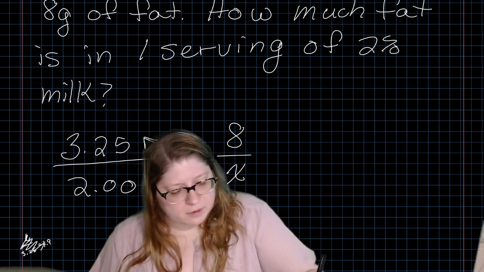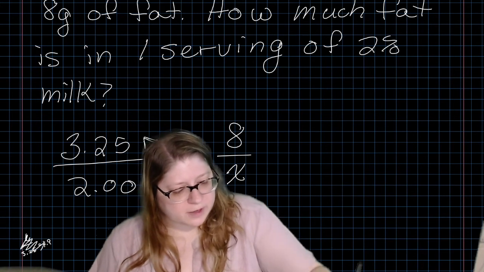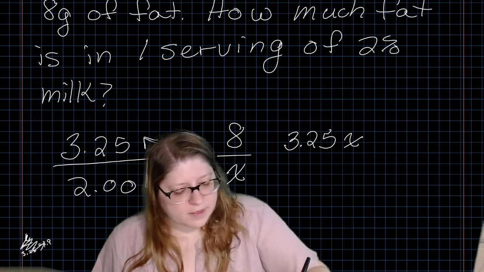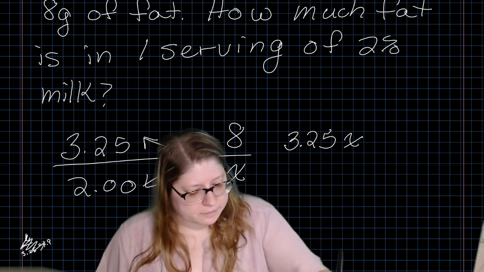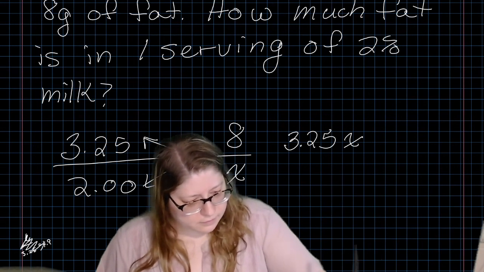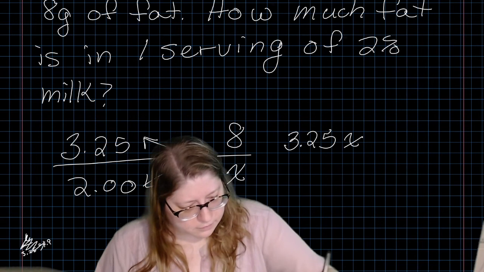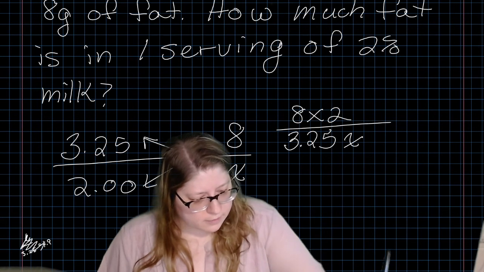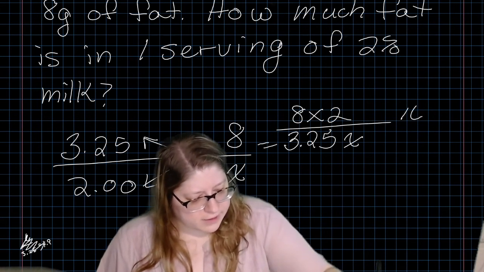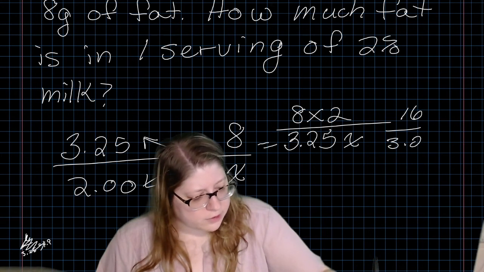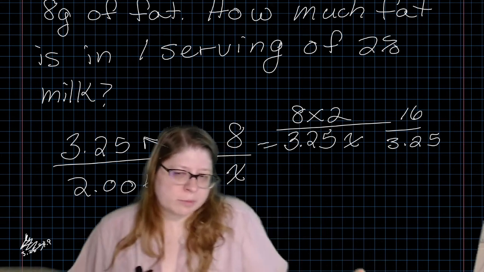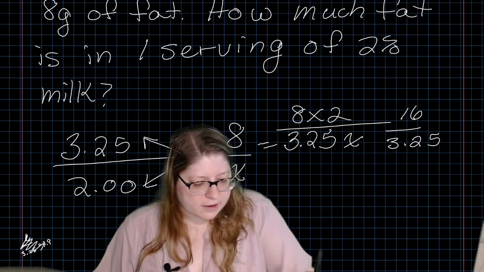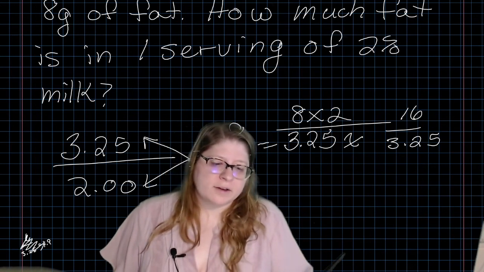So if I multiply the 3.25 times X, and then I multiply eight times 2, that's going to give me 16 over 3.25. So I can put that into a calculator. And what that's going to give me is 4.9 grams of fat in 1 cup of 2% milk.